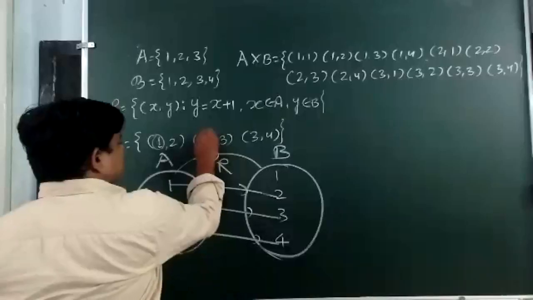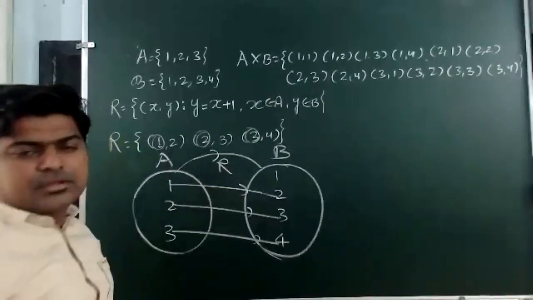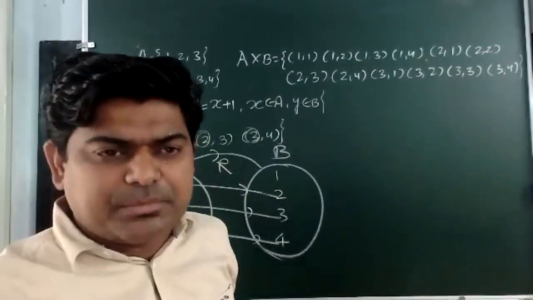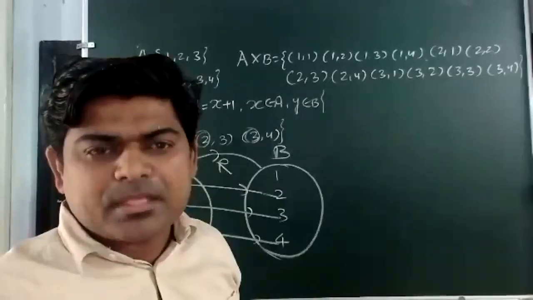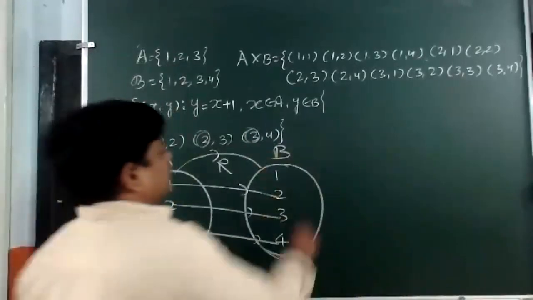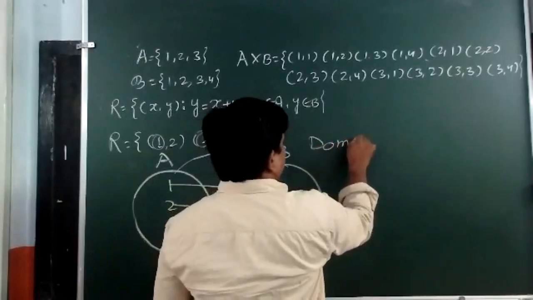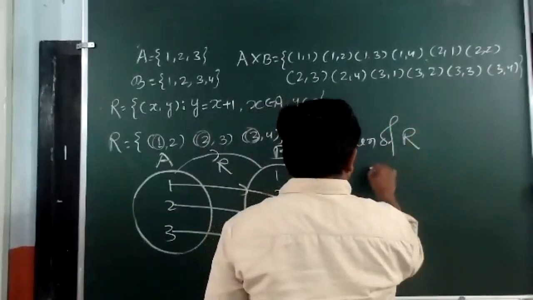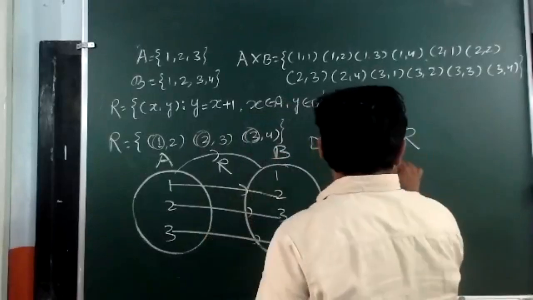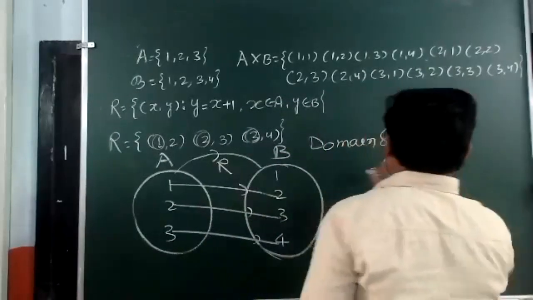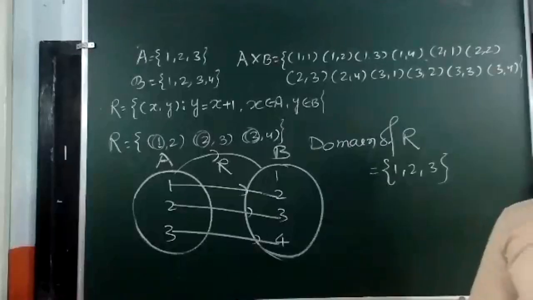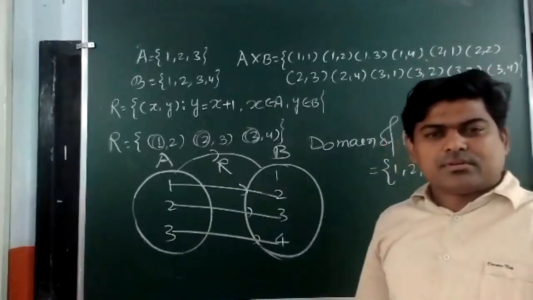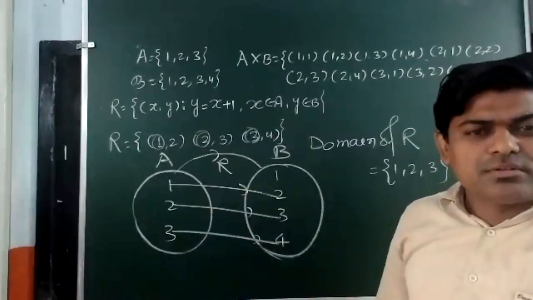This one, and this one can be taken as a first element or not. So if I want to write here domain of R, it can be written as simply 1, 2, 3.